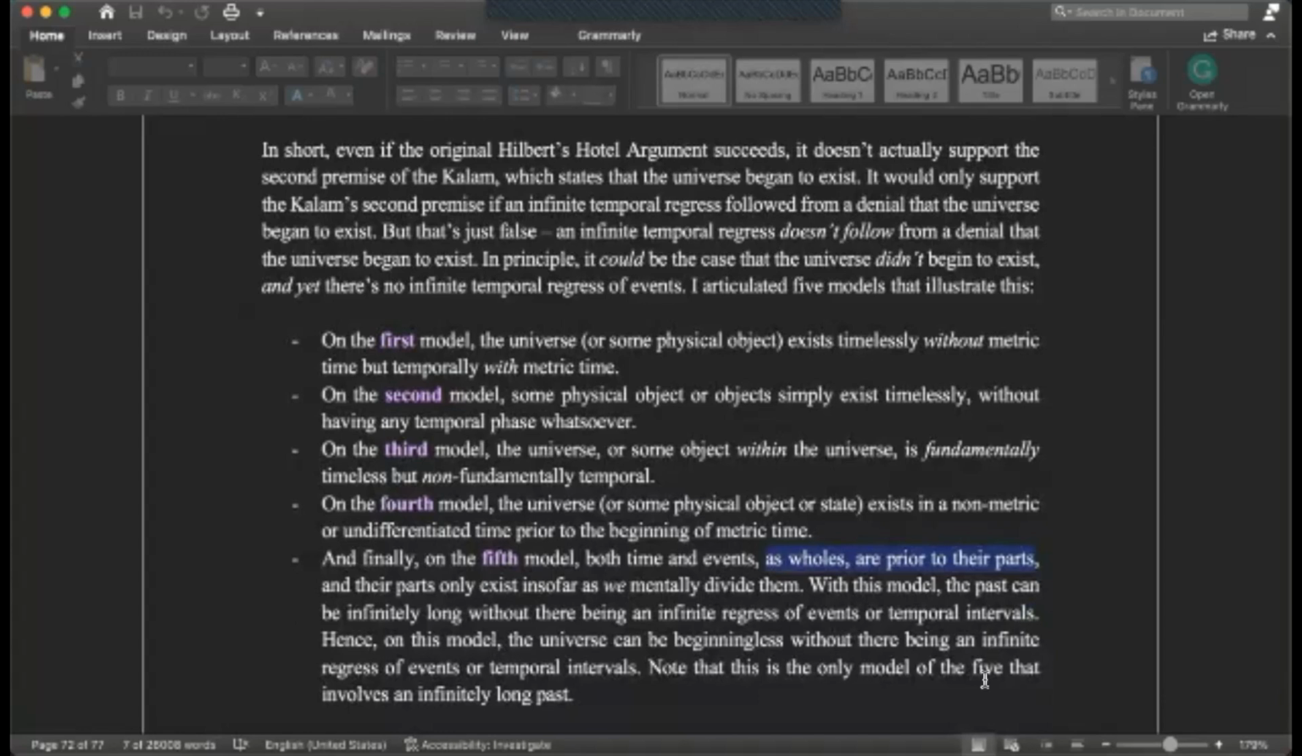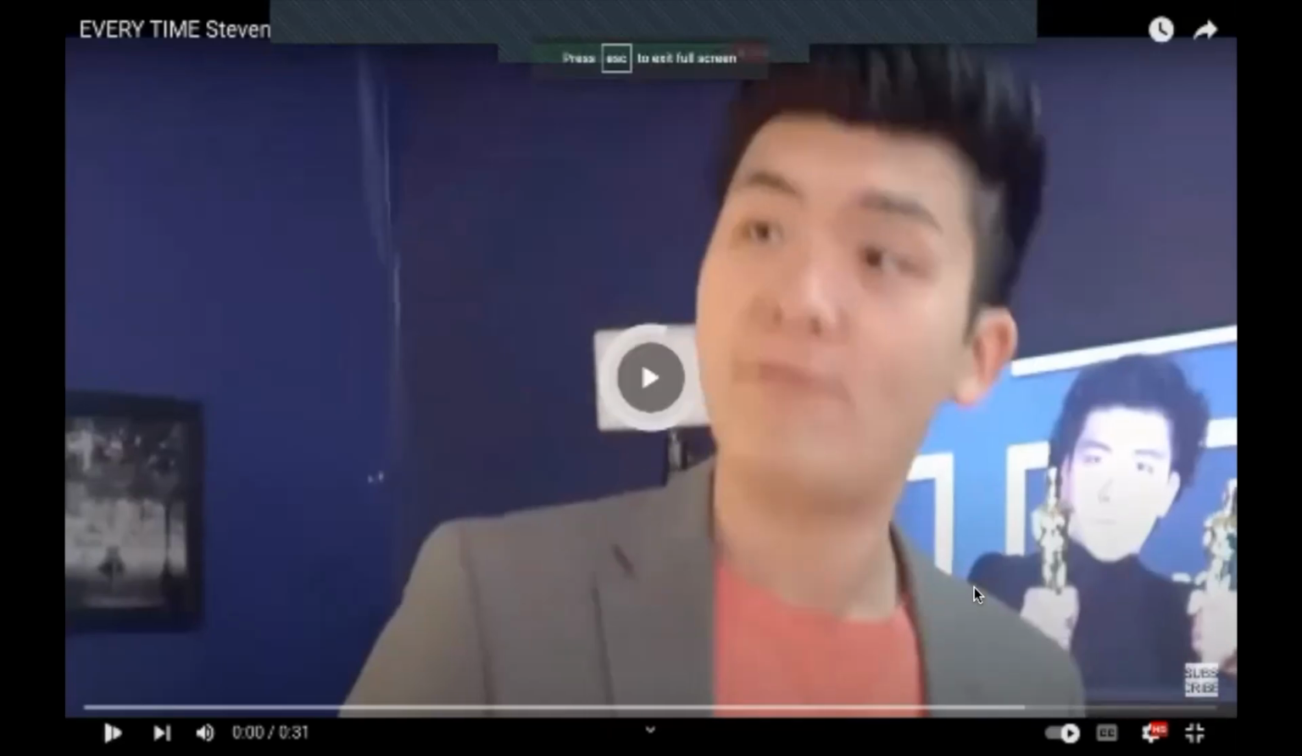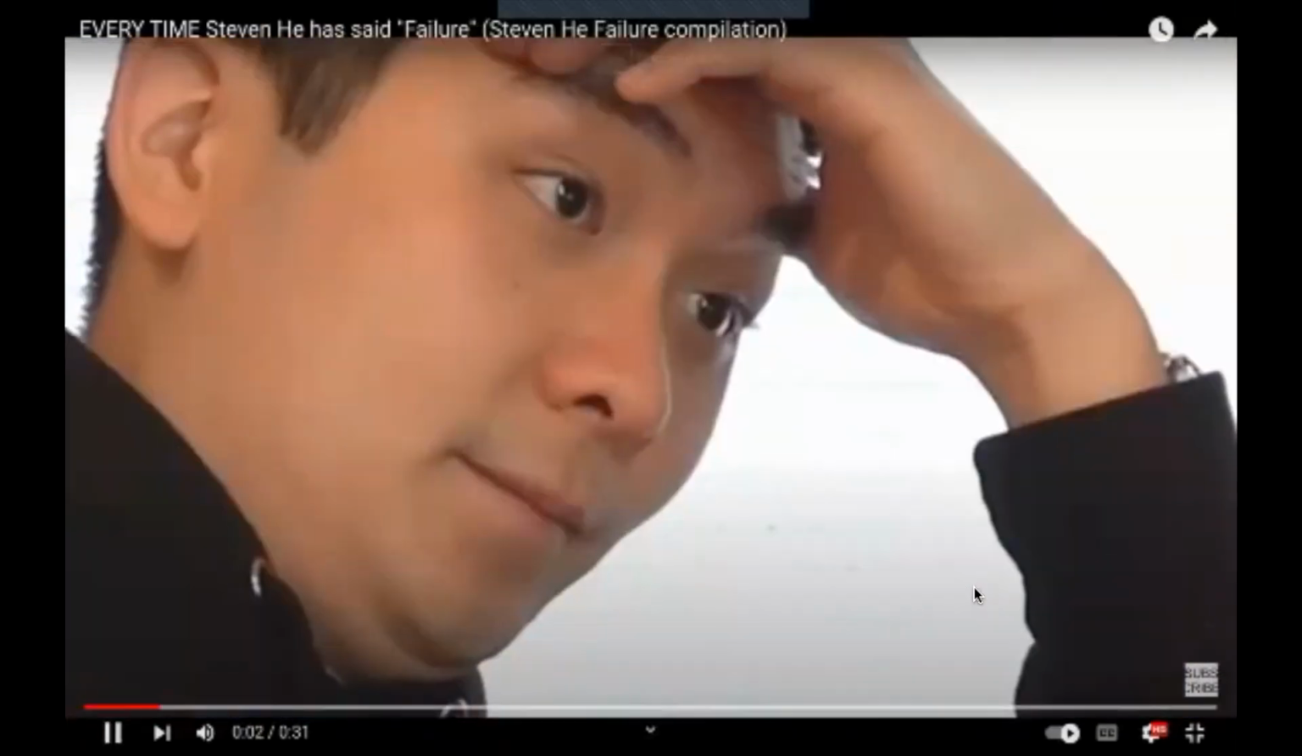And note that this is the only model of the 5 that actually involves an infinitely long past. It's just an infinitely long past that doesn't involve an actually infinite collection of discrete members, right? It doesn't involve an actually infinite collection of discrete events or discrete time intervals, given time priority and event priority that we covered earlier. So the general lesson here is that the Hilbert's hotel argument fails to support the Kalam's second premise. Failure!